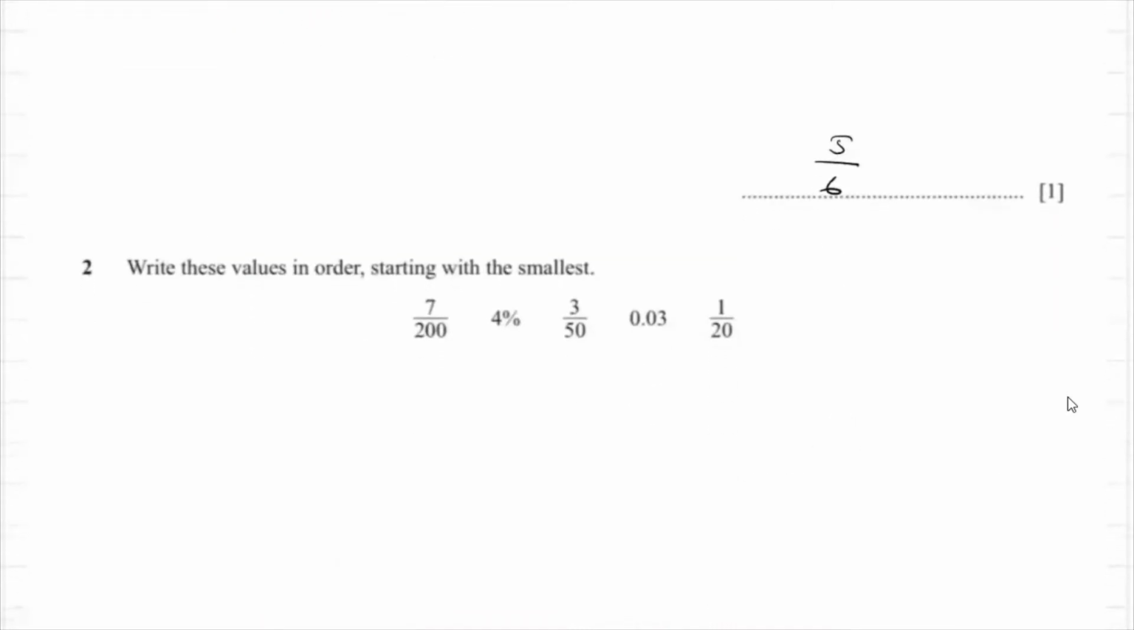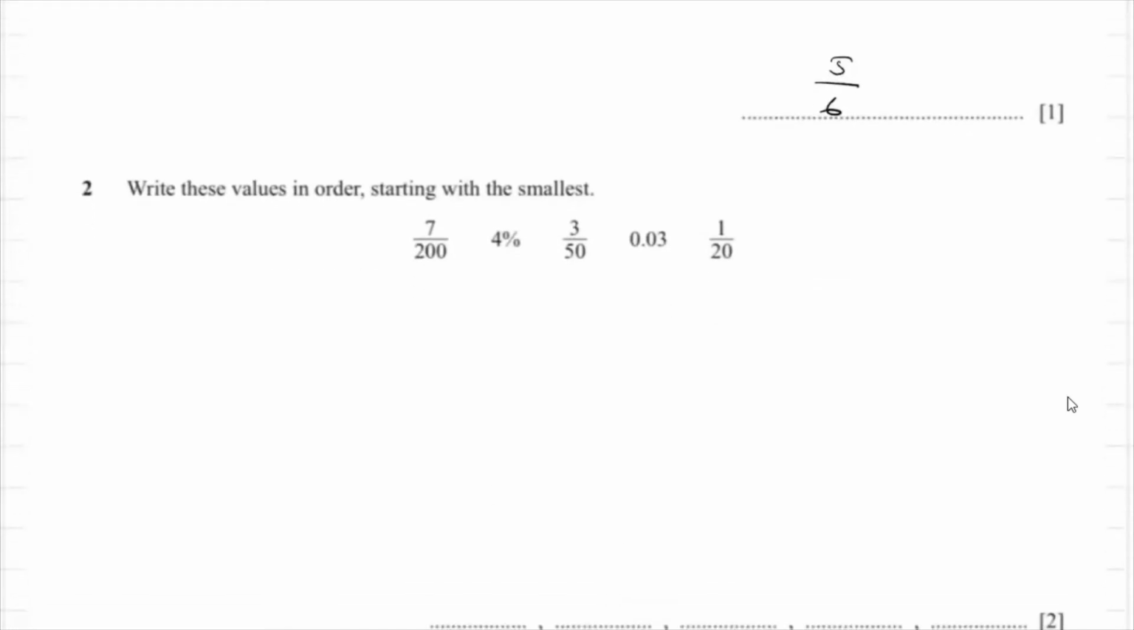Write these values starting with the smallest. You can see there's a variety over here. First of all, I'm going to change all of this into decimals. Changing into decimals is very easy because they have been really smart in choosing the numbers. They have chosen all the numbers that can be easily divided. So this will become 0.035, 0.04, 0.06, this is 0.03, and we have 0.05. So these are the numbers that have been changed into decimals.